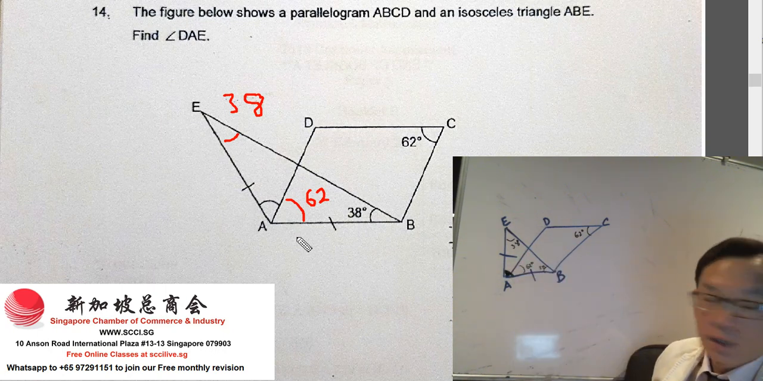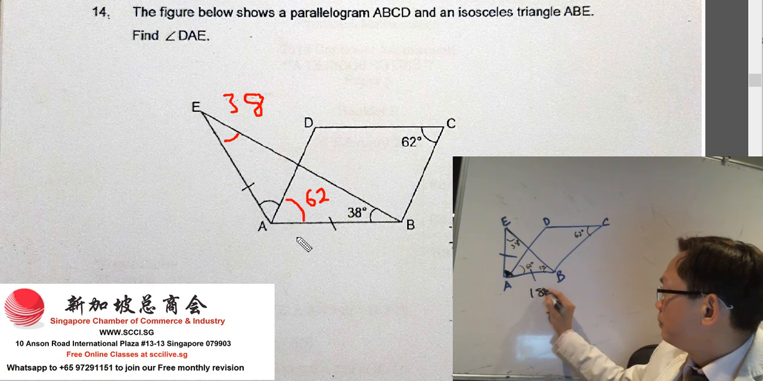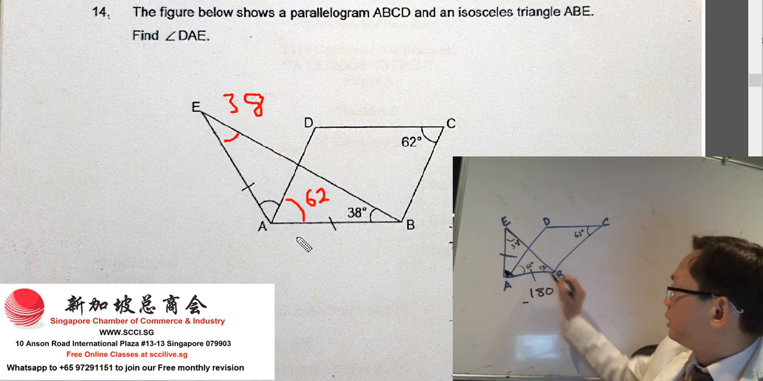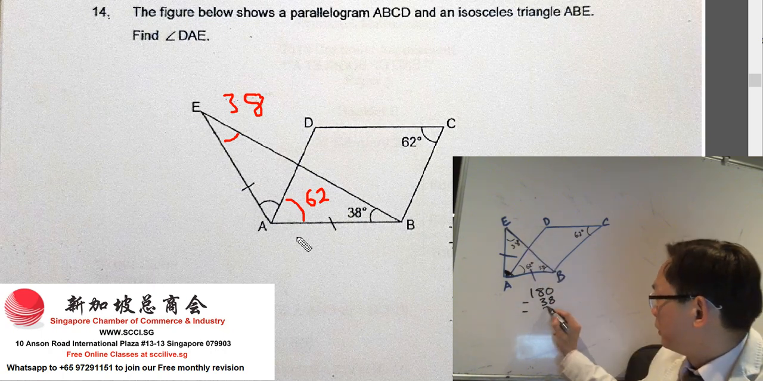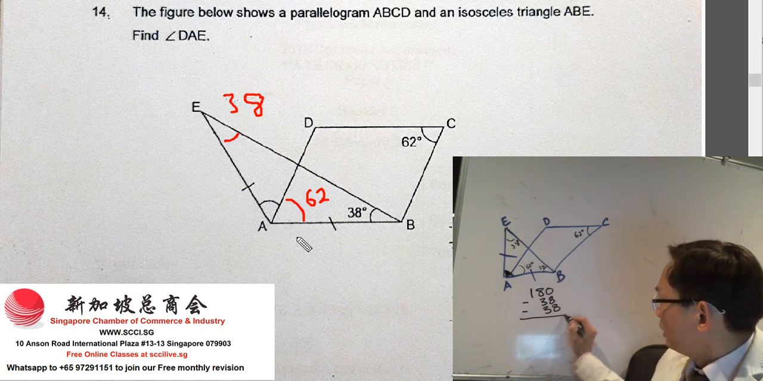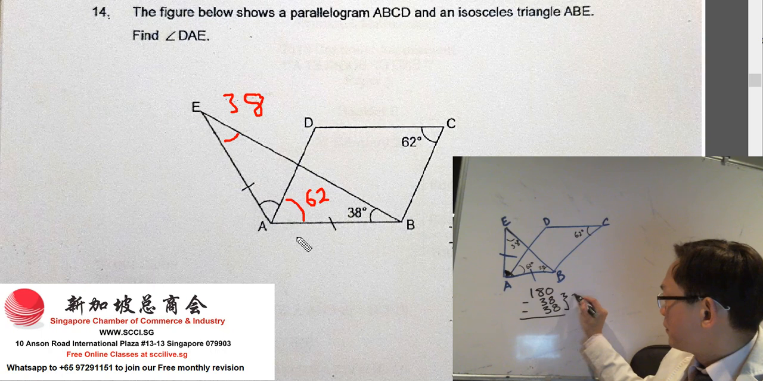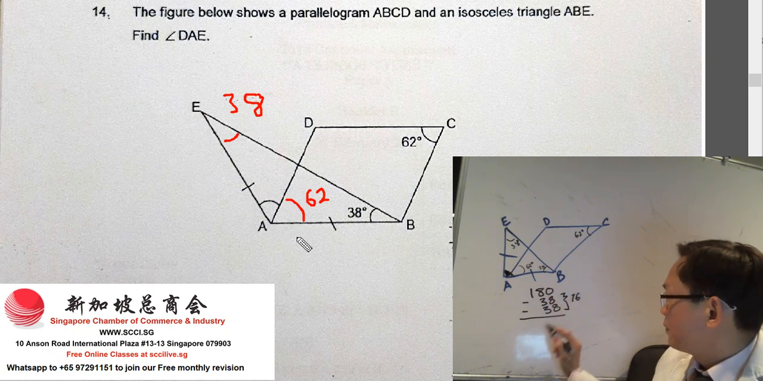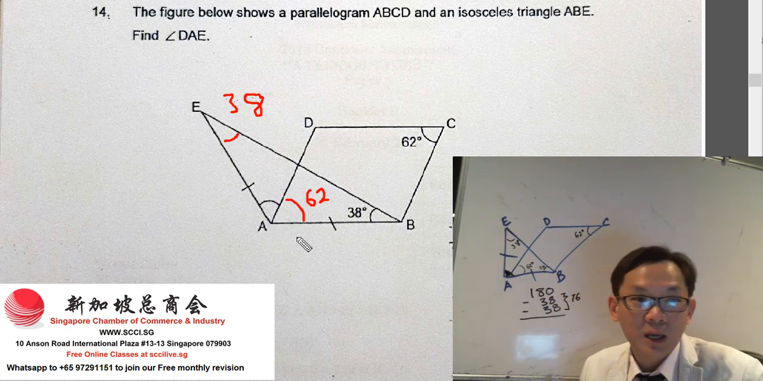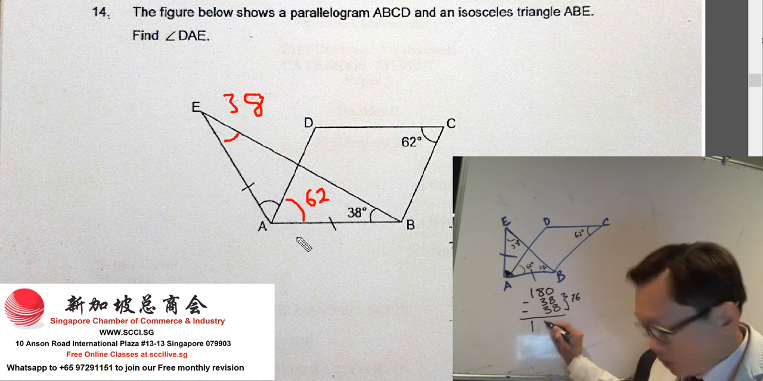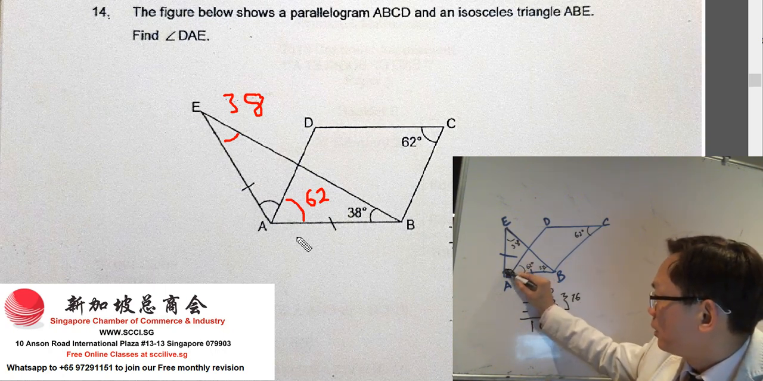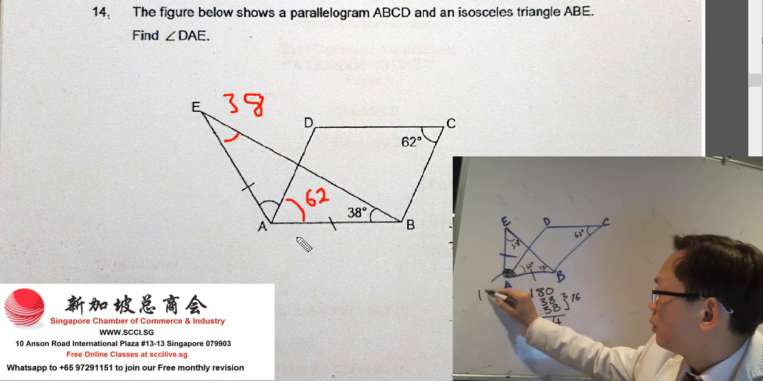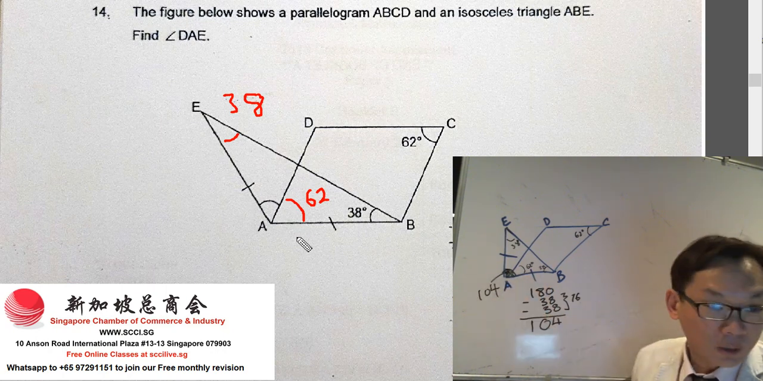How are we able to get it? Very simple, 180 minus away 38, also minus away another 38 over here, is 76. Okay, 180 minus 76. What is the number that we get? Over here is 104. So the total area down here is actually 104. Correct?